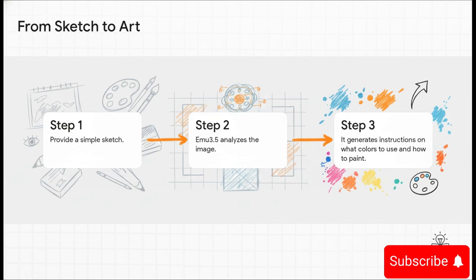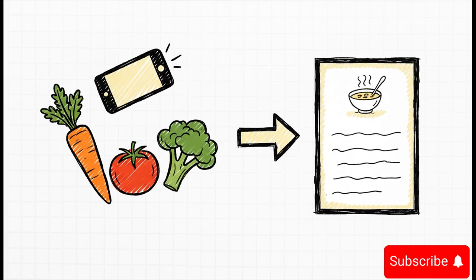You give Emu3.5 that sketch, and it doesn't just finish it for you. No, it becomes like your personal art teacher. It looks at what you've done and then gives you step-by-step guidance on what colors to use and even where to put them. And it goes way beyond art. You could literally snap a photo of the random vegetables in your fridge, and the AI will cook up a recipe you can make with them. This shows its incredible knack for connecting something visual with practical, real-world instructions.